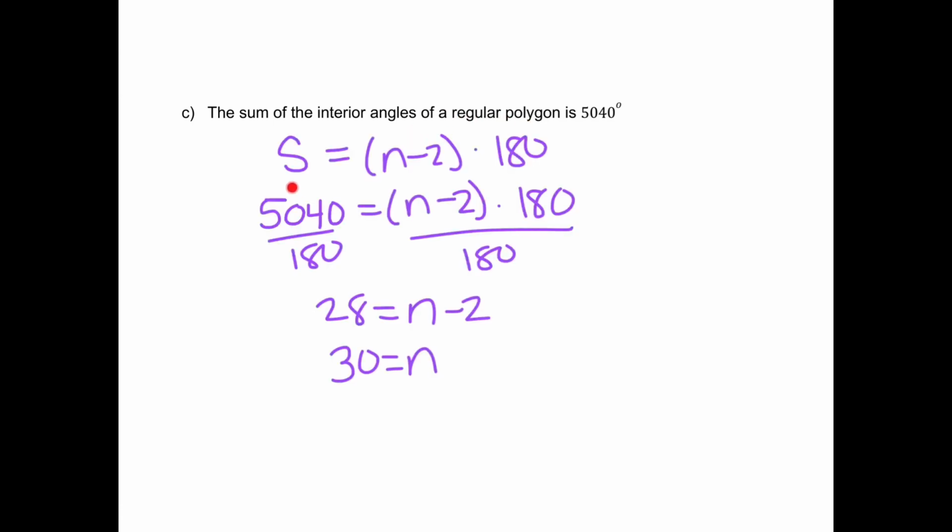So when we use this formula, we know S, the sum, is 5,040. So we solve this by first dividing by 180 and then adding 2. So we divide by 180 first.